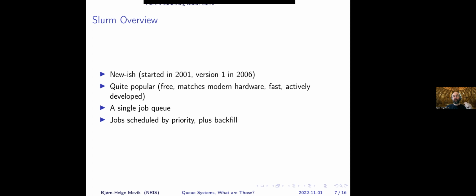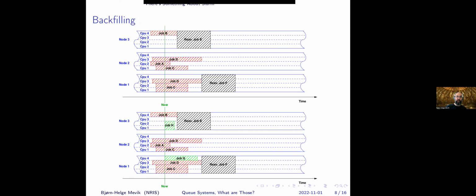But in addition, we also do backfill, because if the first job wants a lot of resources and it can't start now, then there might be a few resources here and there free for other jobs to start, and they will then start if they don't delay this one. You can see a picture of this here. At the top half, there is a 3-node machine we're thinking about. The green vertical line is now. Each of these 3 nodes has 4 CPUs, and you see there are 3 or 4 jobs already running. Those are the red boxes. They started earlier, and they're currently running. And then there are 2 jobs in the queue, E and F.